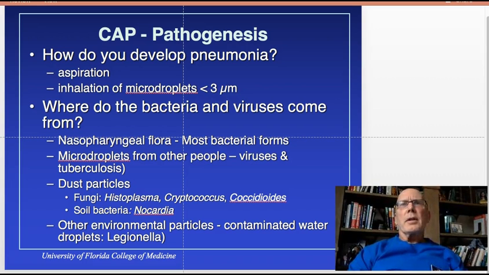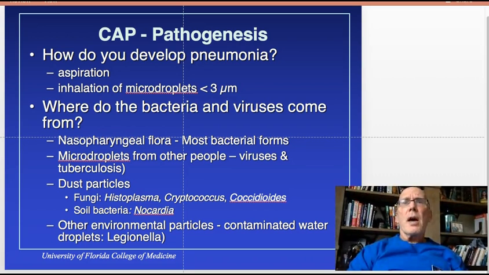There are several ways that bacteria and viruses can enter the lung. Probably most common is aspiration of bacteria through the mouth while sleeping or as a consequence of sedation. The second mechanism is inhalation of microdroplets, often produced by coughing by another person who has developed an upper respiratory tract infection. Where do most of the bacteria and viruses come from? Predominantly the nasopharyngeal flora, less commonly via microdroplets from other infected people. This mechanism of entry is most common for viruses and tuberculosis.